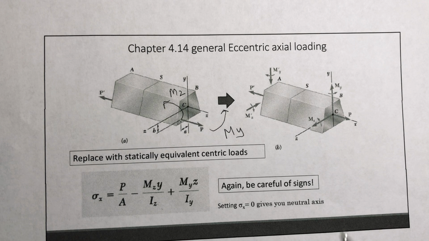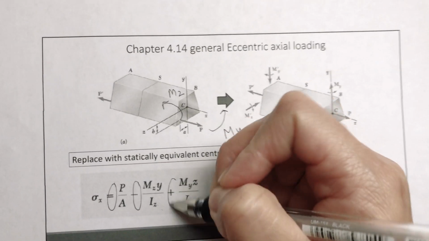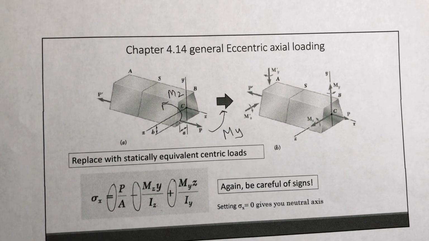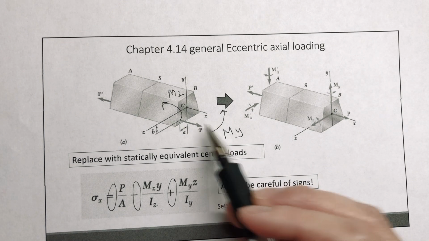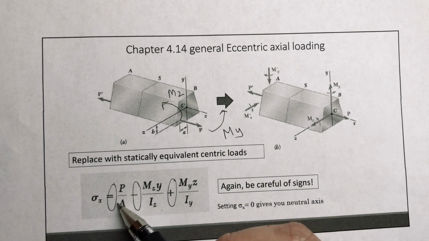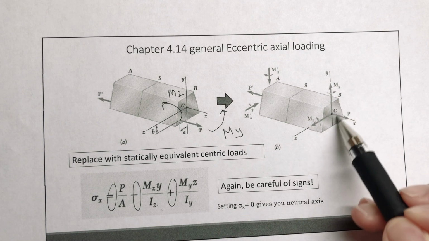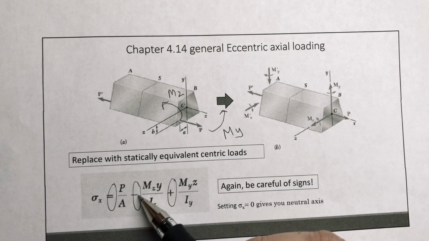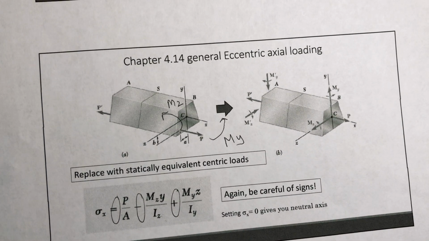Okay, and again, be careful of the signs. These signs all changed based on whether you're in compression or tension. So here, this P is going outward, so that's positive. And depending on where on the cross section you're looking at, you'll be negative or positive. So negative is compression, positive is tension.